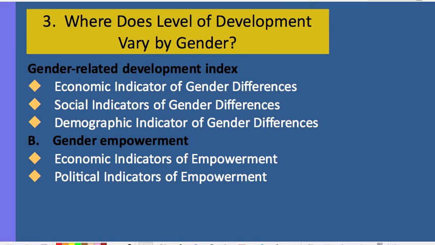This is Chapter 9, Key Issue 3. Where does level of development vary by gender? So specifically looking at the gender-related development index, gender inequality, and gender empowerment.